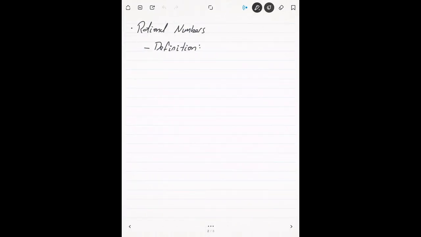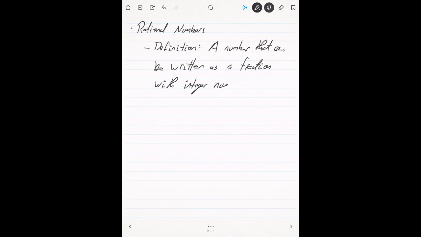First, we should identify what a rational number is. A rational number is a number that can be written as a fraction with integer numerator and denominator.